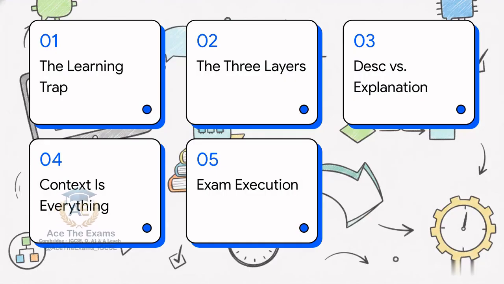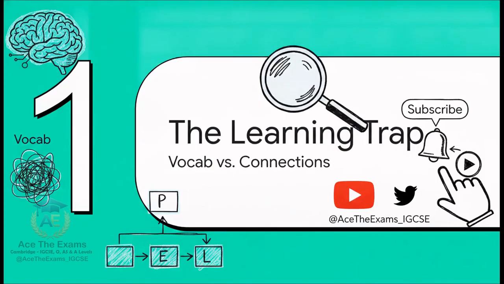To rescue those lost marks and guarantee a successful extraction, we are going to break this complex topic down into a structured 5-part blueprint. We'll cover the learning trap, the 3 layers of mastery, description versus explanation, why context is everything, and finally, your exam execution framework. Let's move. Section 1, the learning trap.